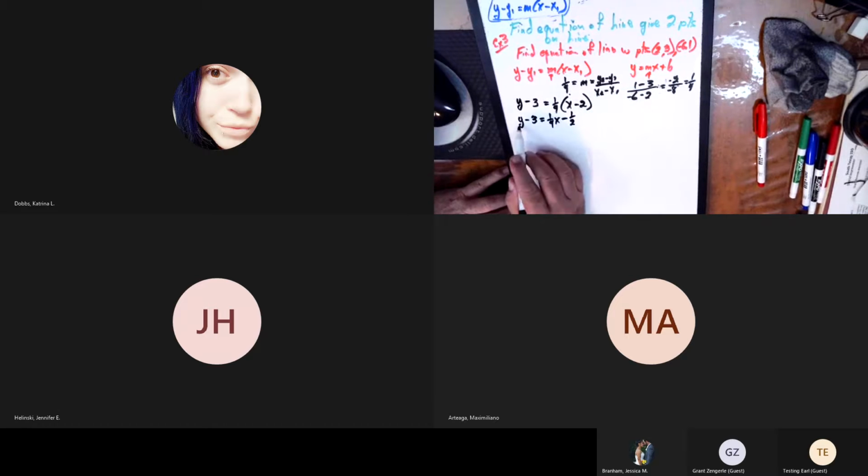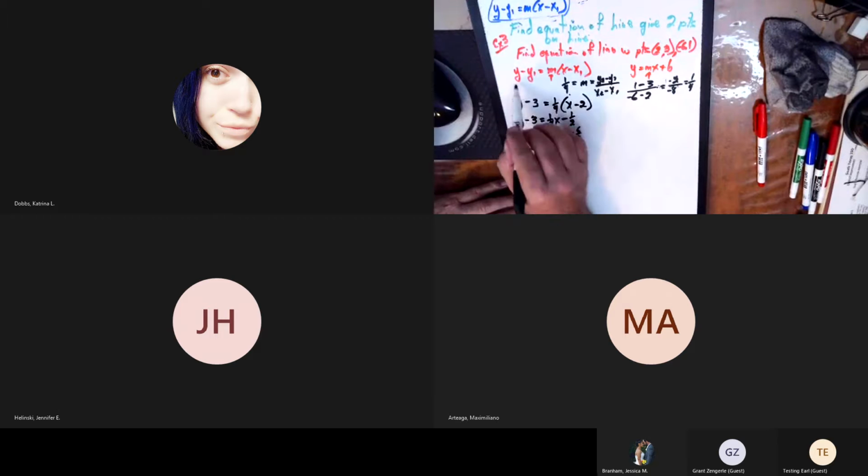I want to get y by itself. I need to add 3 to both sides. Y equals 1/4 x minus 1/2 plus 3, 6/2. So y is 1/4 x minus 1 plus 6, or minus 1 plus 6 is 5/2. So there's the equation of your line, y equals 1/4 x plus 5/2.